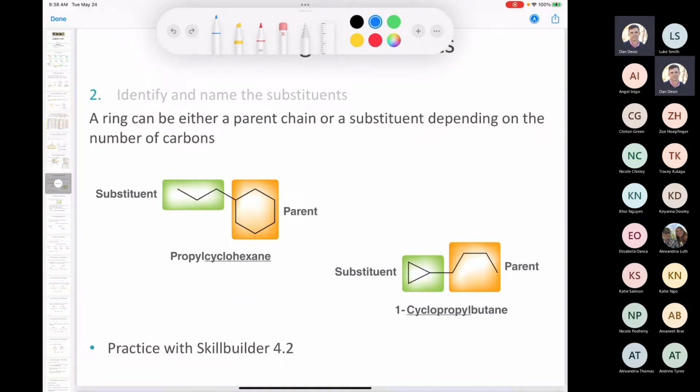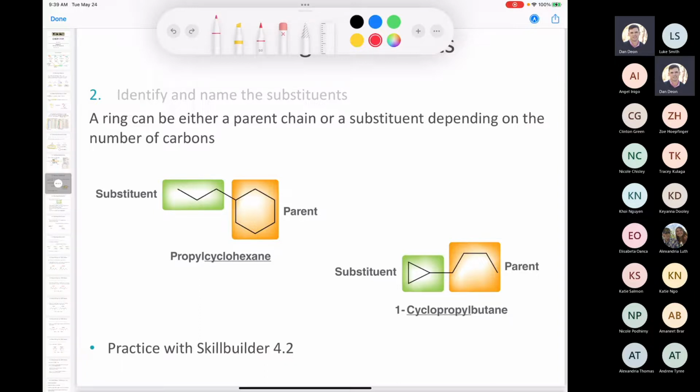So let's go to rule number 2, and it says identify and name the substituents. So a ring can either be a parent chain or a substituent depending on how many carbons it has in it. If the ring has more carbons than the substituent, then it becomes the parent, or it is the parent.